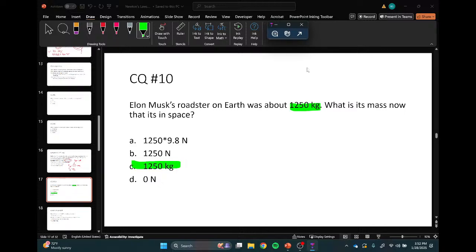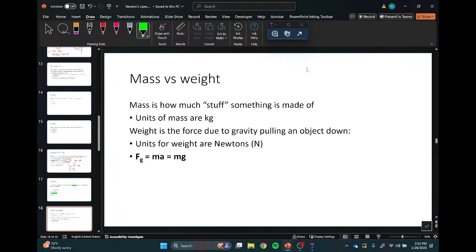The mass of this baseball is going to be the same as long as I don't cut off a chunk of this baseball or add a chunk to it. The only way you change mass is you add stuff to it or you take away stuff from it. Weight is a different thing entirely. Mass is how much stuff something is made of. The units are kilograms. Weight is the force due to gravity. The units are newtons, and we'll see another slide of this in the next slideshow. We'll actually calculate things with it.